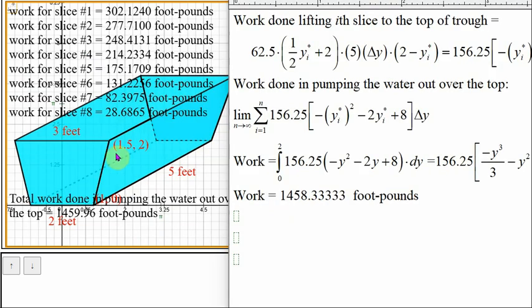Recall that at the beginning of the video, when I divided this water here into 8 slices, and then calculated the work needed for each slice, we got 1,459.96 for 8 slices. But here, for an infinite number of slices, we get 1,458, which is very close. And that's the end of the video.